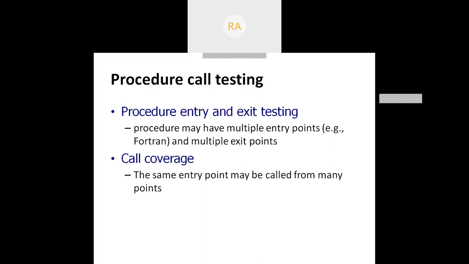Then the same entry point can be called from many points in the source code. That also should be tested here. If you are calling a particular procedure from more than one point in the source code, with respect to each point you are going to test by making a call to the specific procedure from different points within the source code. That I call call coverage.